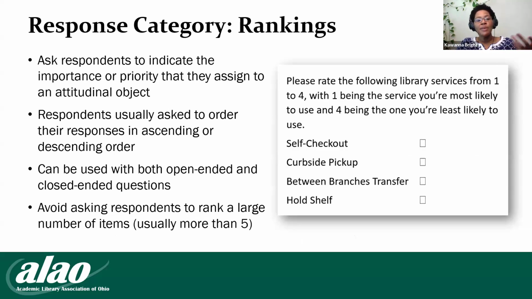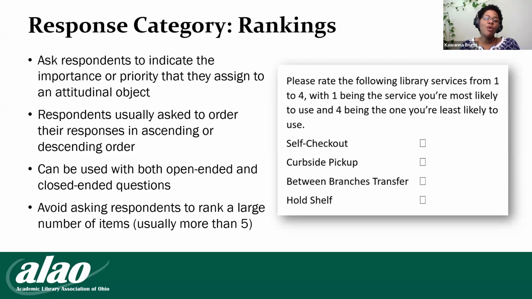Now, the rankings are a little bit easier. We basically just ask people to indicate how important something is or what the priority is for something by assigning numbers to it. And we usually say either do this in ascending or descending order. We usually say give it a 1 if it's the most important or most likely, give it a 4 if it's the least important or least likely. You can actually use this with open-ended questions as well. You could ask people to list out their top 5 favorite books and number them 1 to 5. And that's open-ended, but you can still see what the ranking is.